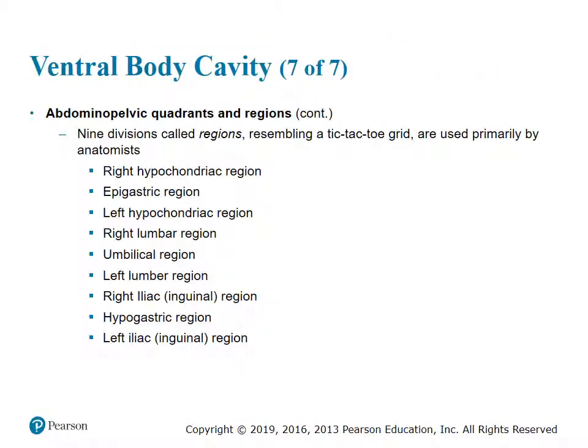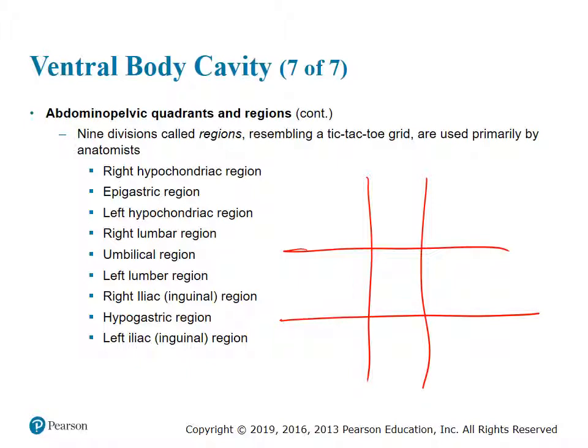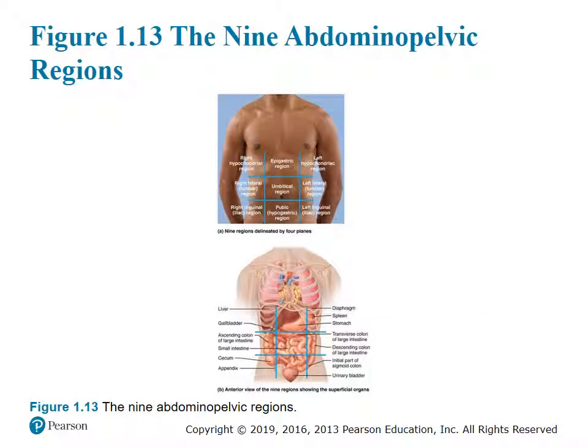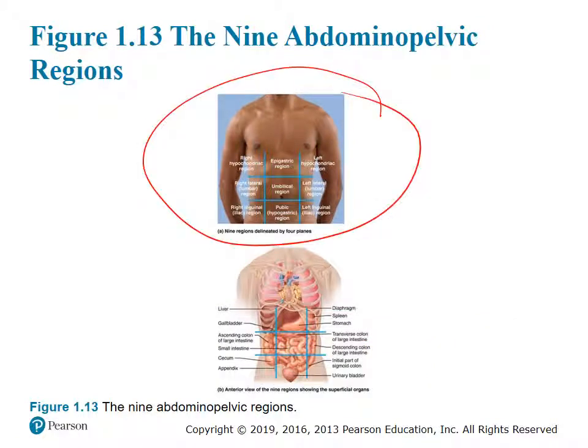Now, we can take the 4 and subdivide it even more into basically a tic-tac-toe grid, like this, and place it right over exactly where we were in the body, and we can subdivide it into what we call the abdominal pelvic regions. So it's 9 regions, obviously, okay? In fact, there it is there, and there it is there, right?